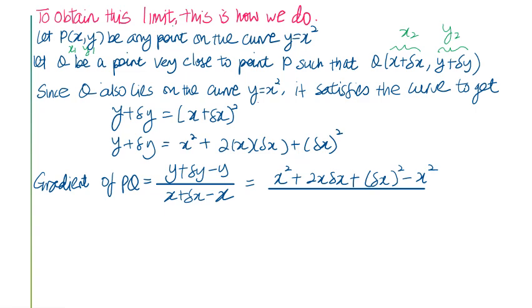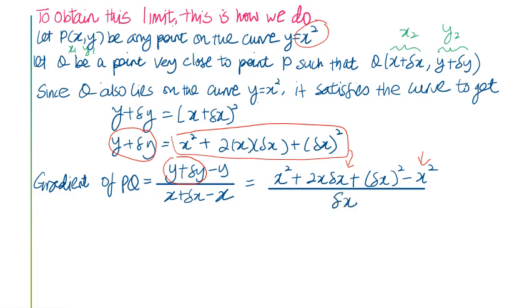But if you look at what we have above, I'm going to replace my y plus delta y with this, which is actually this guy here. And my y is actually my x squared. That explains my x squared here. What happened to the bottom will be just delta x, because x minus x gives you 0, so you're left with delta x. That simplifies the top. So x squared minus x squared will be gone, and this and this will be gone.